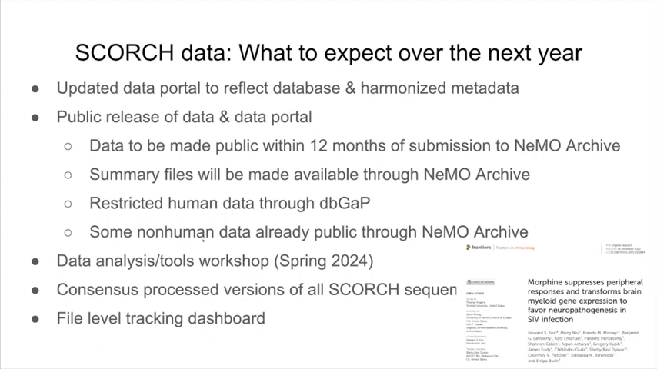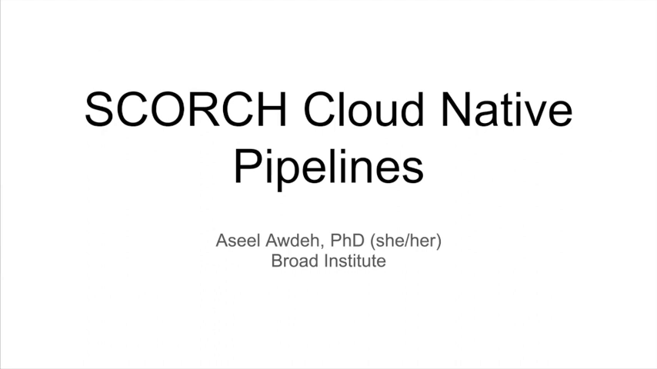And as I mentioned, some non-human data, for a couple of projects, is already available through the NeMO archive as of today. And there will be a data analysis and tools workshop in spring of 2024. The consensus process version of all the SCORCH sequence data will be available, and we'll also make a file-level tracking dashboard available sometime in the coming year. And I believe that's all I have.